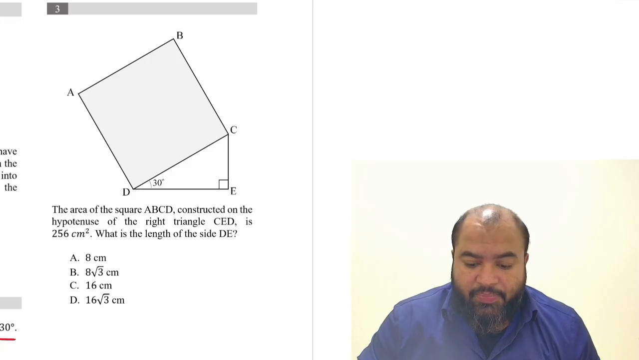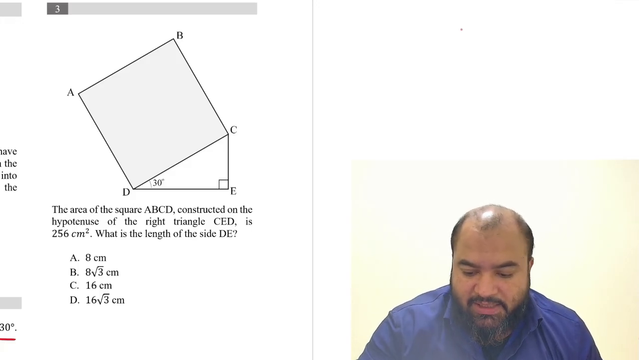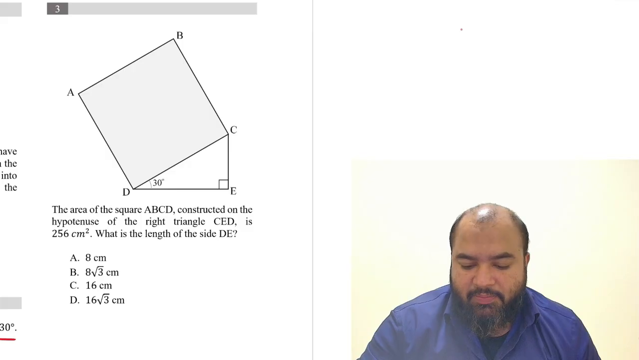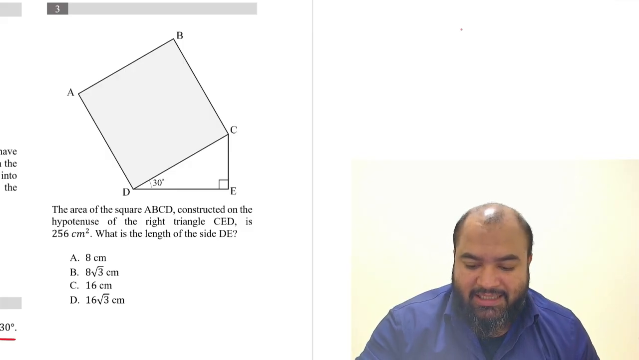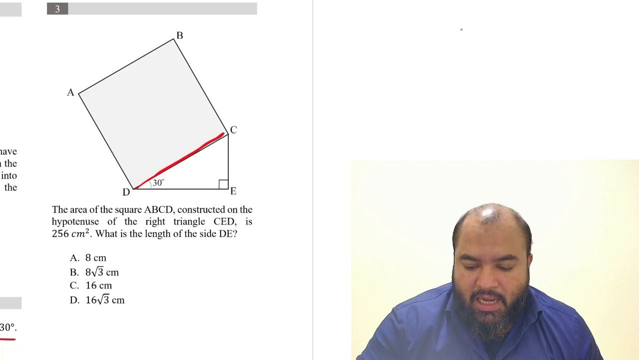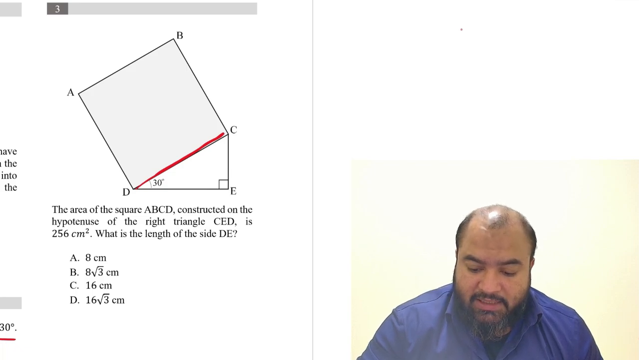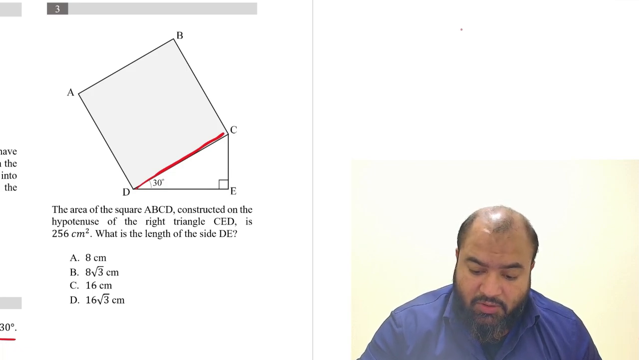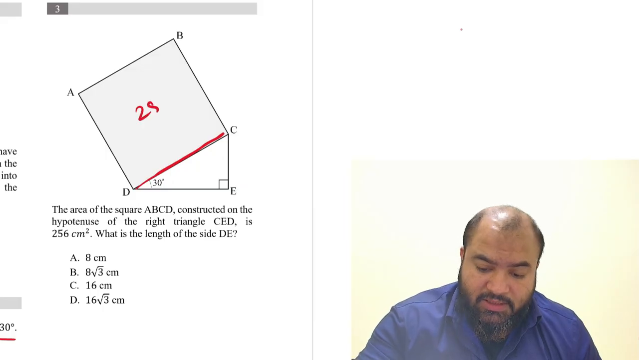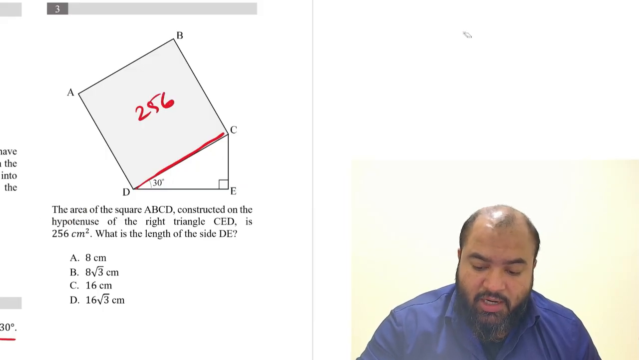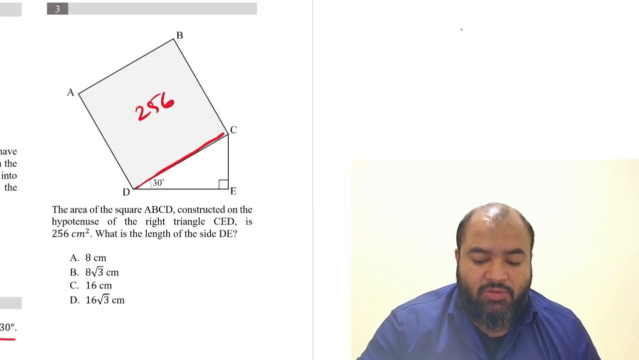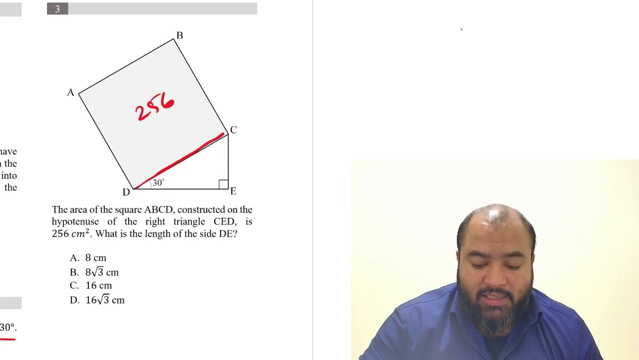Question number 3. The area of a square ABCD, as you can see, the square ABCD, constructed on the hypotenuse of the right triangle CED. You see, this is the hypotenuse of this triangle. And is 256. Okay, so the area of this square is 256. So they're talking about the area of the square ABCD constructed on the hypotenuse of the right triangle CED is 256. What is the length of the side DE?